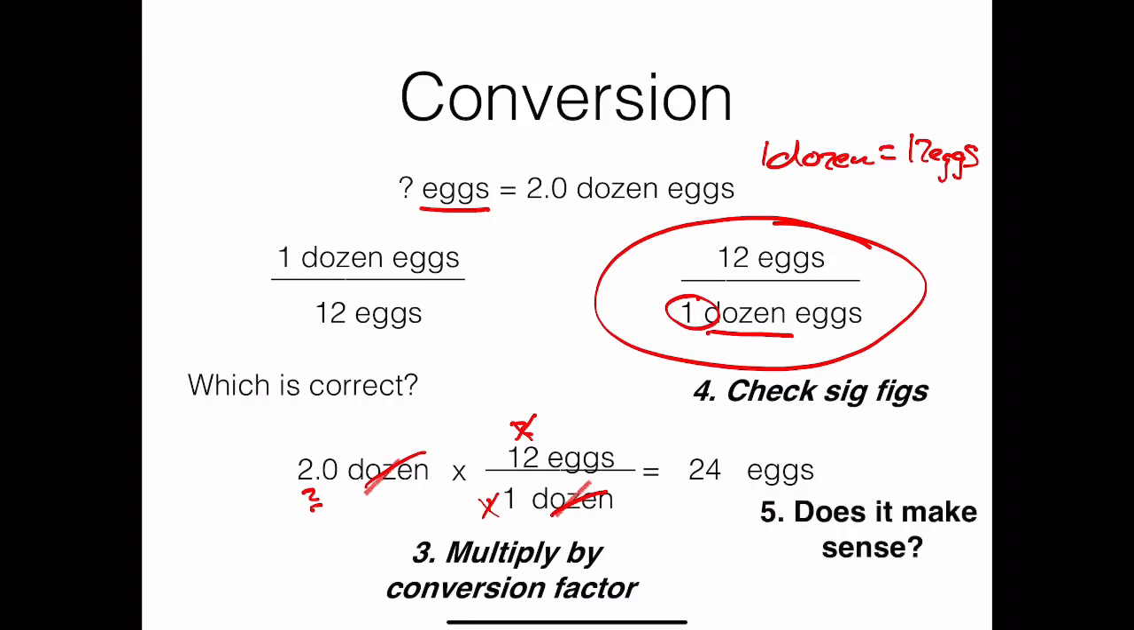And does it make sense? We already said in the beginning that we were using our experience to tell us that if we had 2 dozen eggs, we knew that that would be 24. So yes, this answer does make sense in this case.